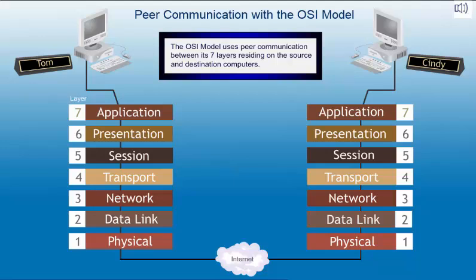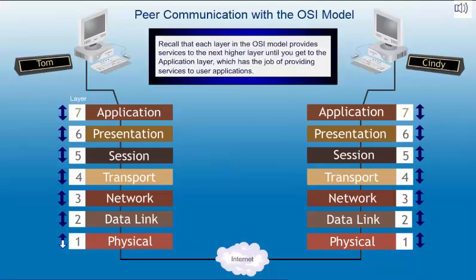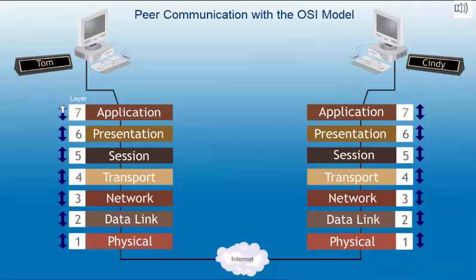The OSI model uses peer communication between its 7 layers residing on the source and destination computers. Recall that each layer in the OSI model provides services to the next higher layer until you get to the application layer, which has the job of providing services to user applications.